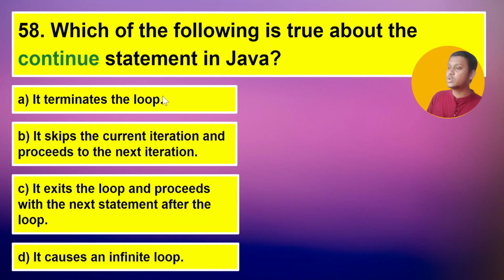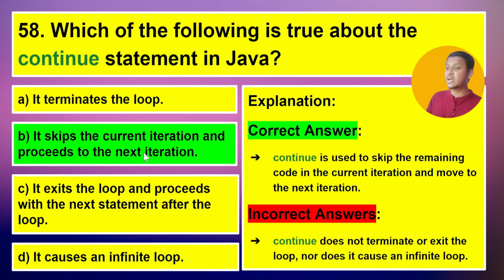So our next question is, which of the following is true about the continue statement in Java? It terminates the loop, it skips the current iteration and proceeds to the next iteration, it exits the loop and proceeds with the next statement after the loop, it causes an infinite loop. So here the correct answer will be option B, which is it skips the current iteration and proceeds to the next iteration. In the explanation, you can see continue is used to skip the remaining code in the current iteration and move to the next iteration. And continue does not terminate or exit the loop, nor does it cause an infinite loop.